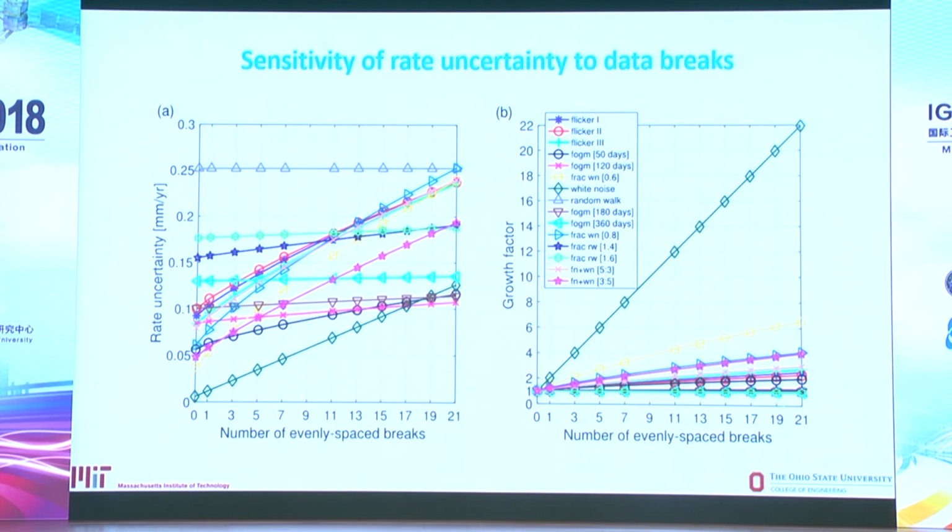For the random walk, which is at the very bottom, I'm sorry, you can probably not see it. It's actually very flat at the bottom. Because the random walk has the strongest temporal correlation, the inflation due to the data break can be barely seen in this figure. Therefore, because it's all a linear relationship, we decided to fit the inflation rate for each of the models, and then use this fitted rate to measure the sensitivity of the rate uncertainty to the data breaks for each of these models.